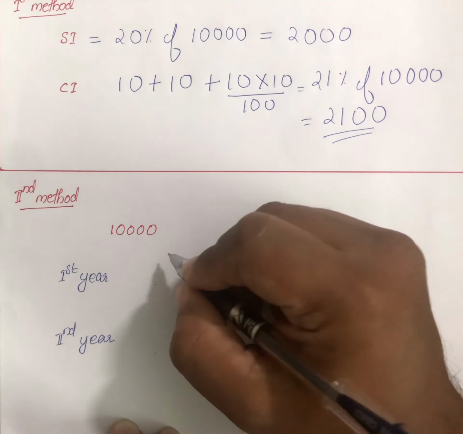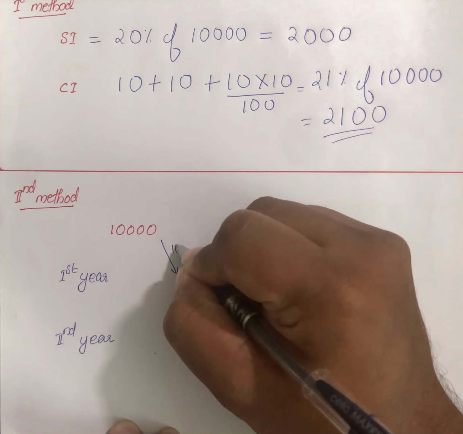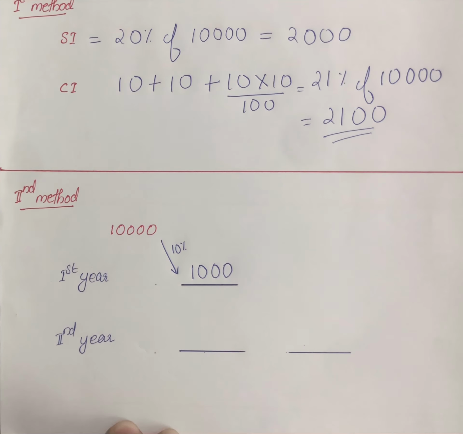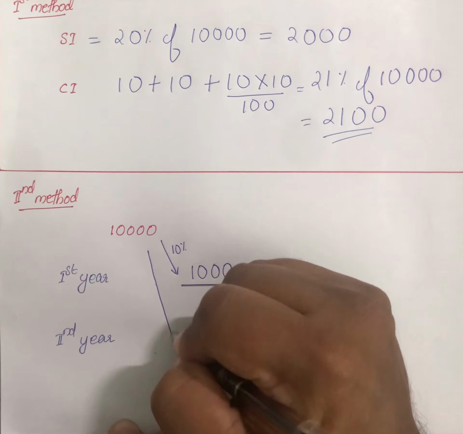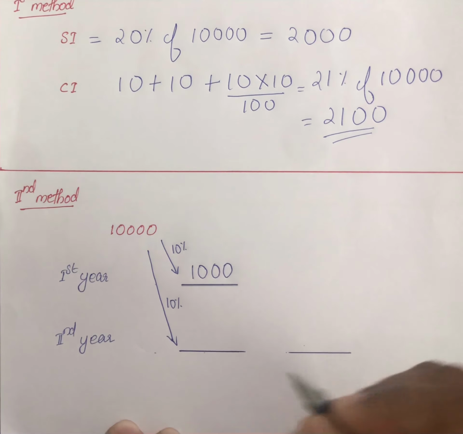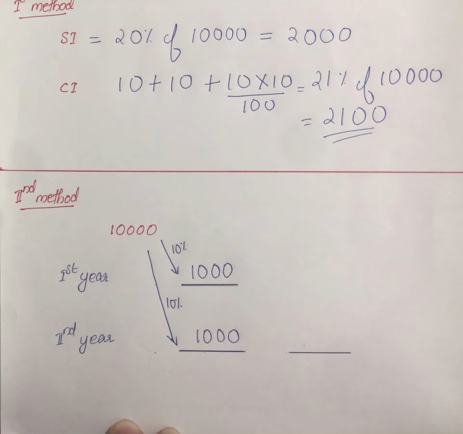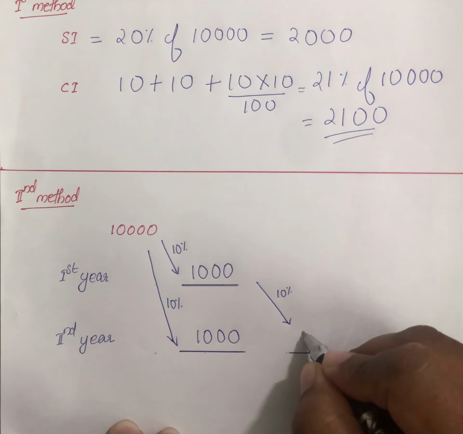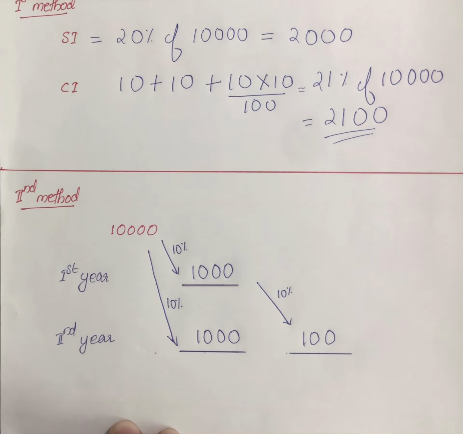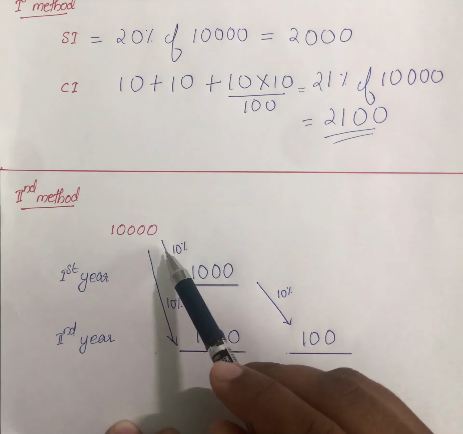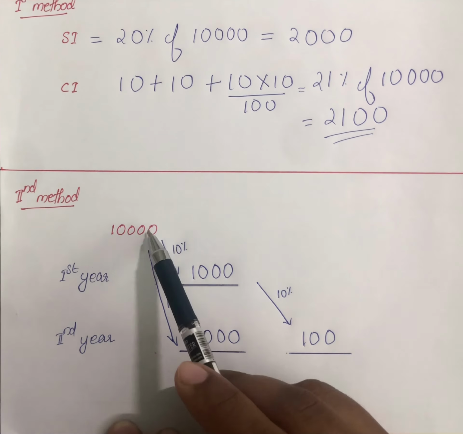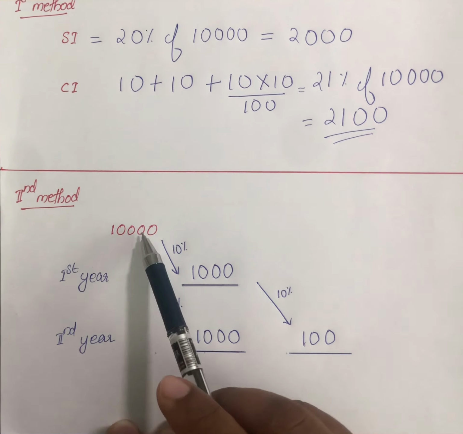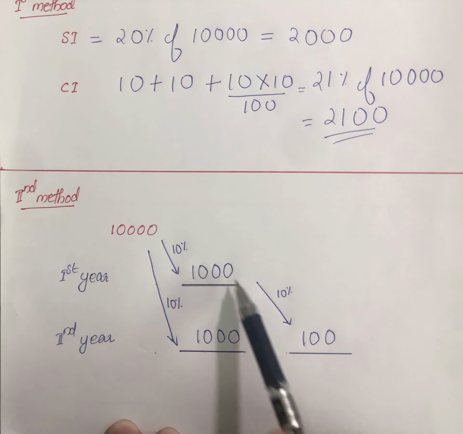So first year you're going to get 10% of 10,000, which is 1,000. Second year again you are going to get 10% of 10,000, which is 1,000. Along with that you will be getting the 10% of first year's interest, which is 100. So first year only one value because we have interest only from the principal. Second year there are two values. Why? Because interest on the principal and interest on first year's interest.